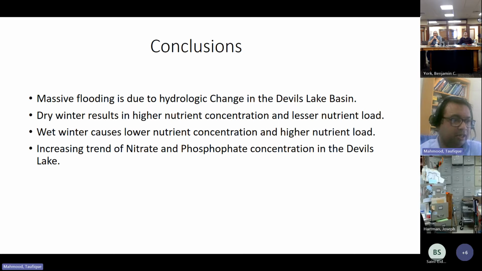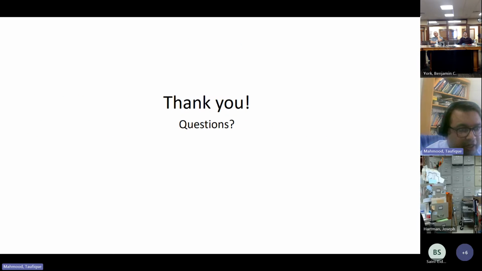In conclusion, I could say that massive flooding due to hydrologic change is the reason in the Devils Lake Basin. Dry winters result in higher concentration and lesser nutrient load. Wet winters cause lower nutrient concentration and higher nutrient load. And increasing trends of nitrate and phosphorus in some of the chain of lakes, Lake Arvin and Lake Alice, are preliminarily being detected. Thank you. Any questions?